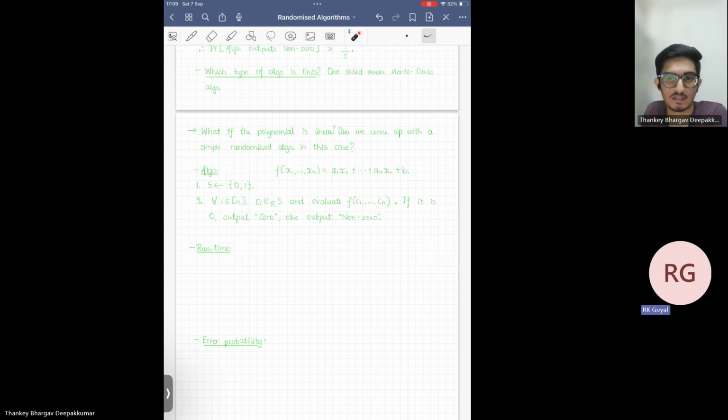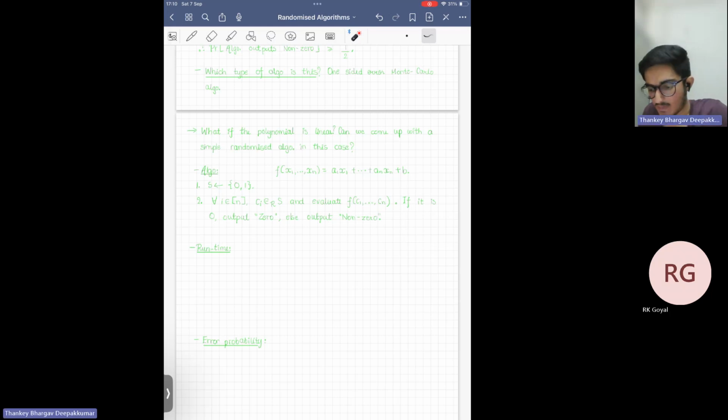Now, why does it not make sense to pick C1 to Cn from 0, 1? What could be the meaning of eliminating some of the terms from the polynomial? What does elimination mean? It means that I'm only considering the coefficient of x1 but not x2, and considering the coefficient of x3 and not of x4.